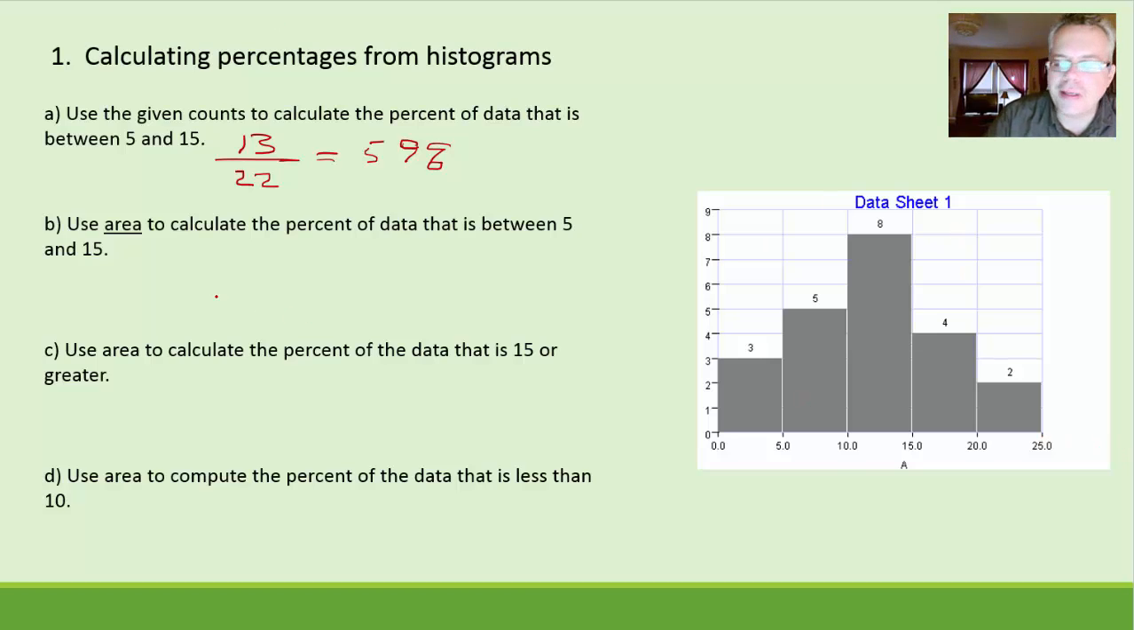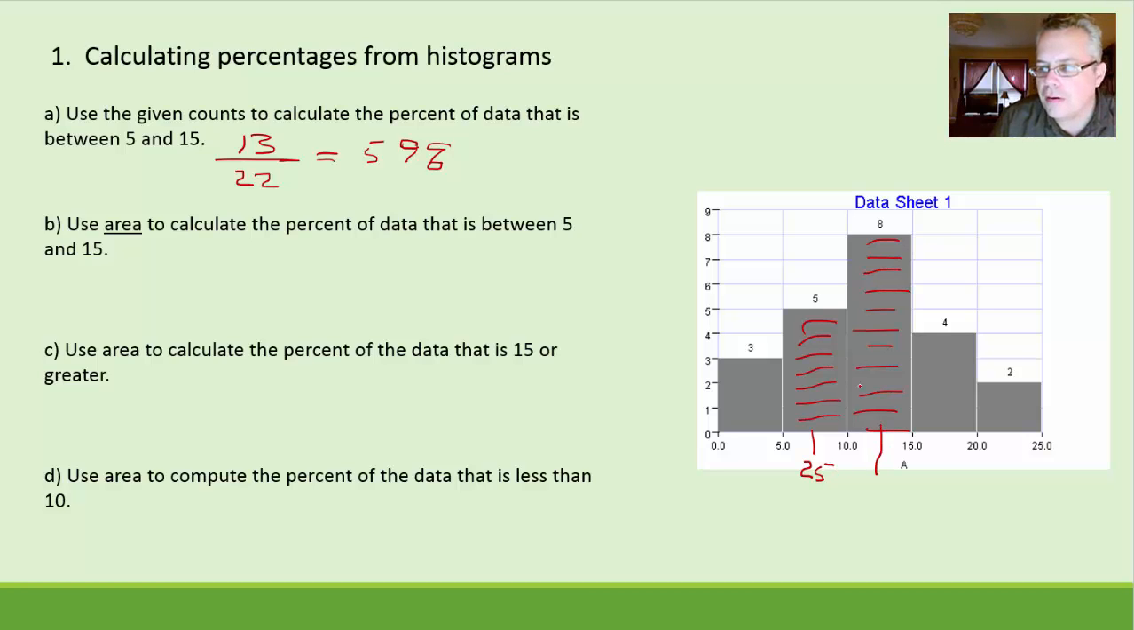We want to switch to the idea of using area, though. So I'm going to answer the same question with area. If I want to know what percent of the data is in between 5 and 15, that's equal to the percent of the area that is in between 5 and 15. So I want to start thinking area. So the area of this first bar, well, the width is 5 and the height is 5. So this first bar has area 25.